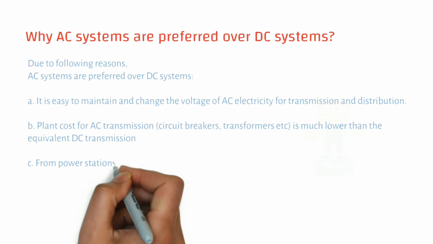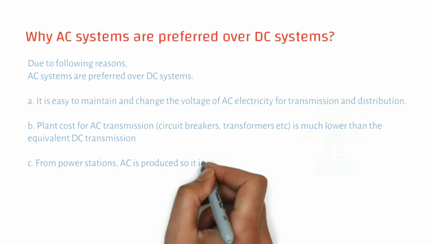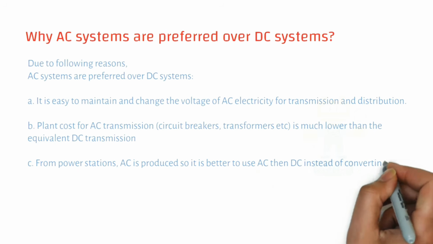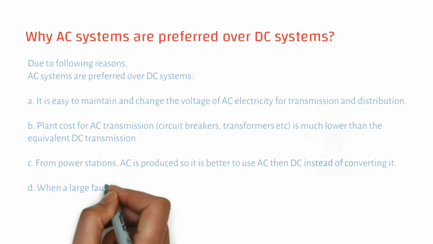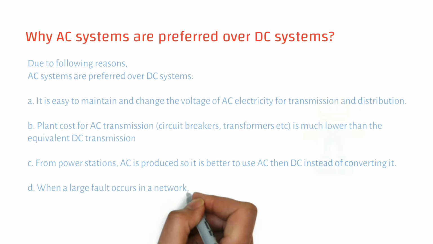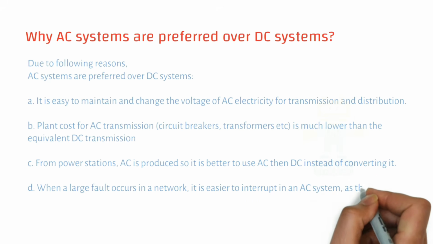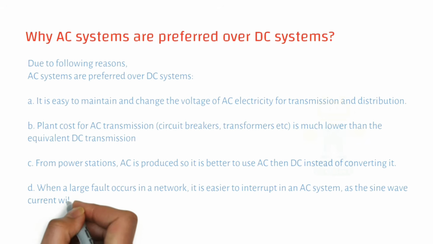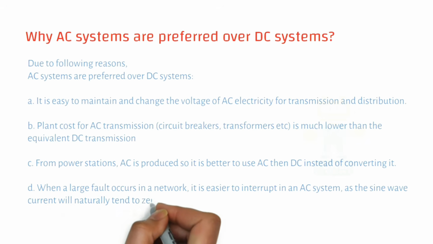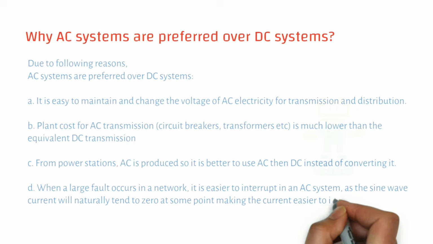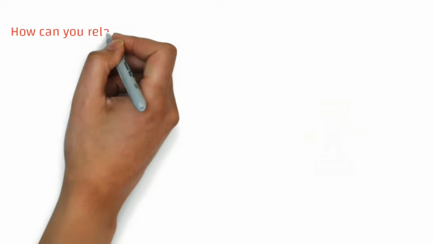B: the plant cost of AC transmission, circuit breakers, transformers, etc. is much lower than the equivalent of DC transmission. The third point is, from the power station AC is produced, so it is better to use AC and then DC instead of converting it. When a large fault occurs in a network, it is easy to interrupt an AC system, as the sine wave current will naturally tend to zero at some point, making the current easier to interrupt. So that's clear. Now go to the next question.